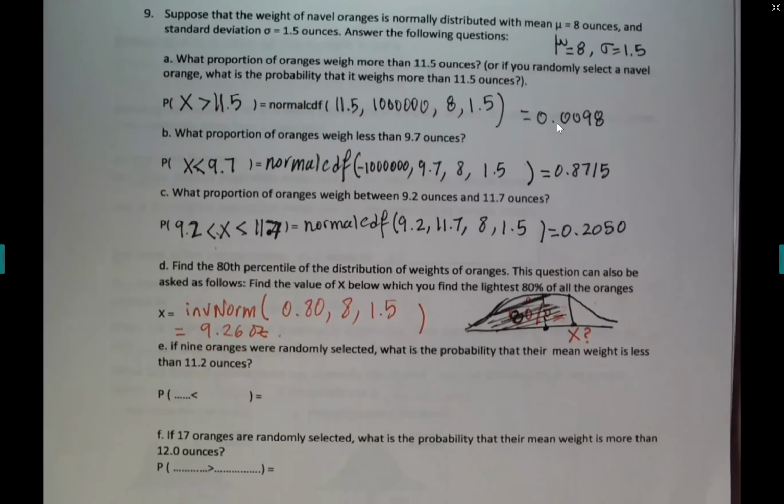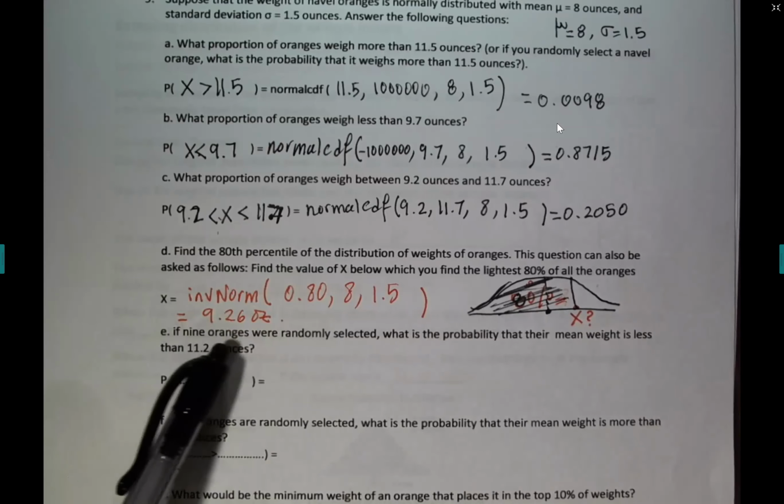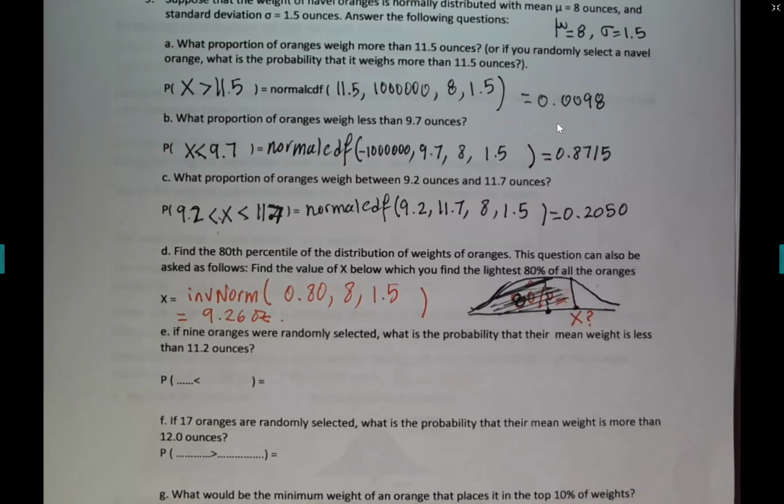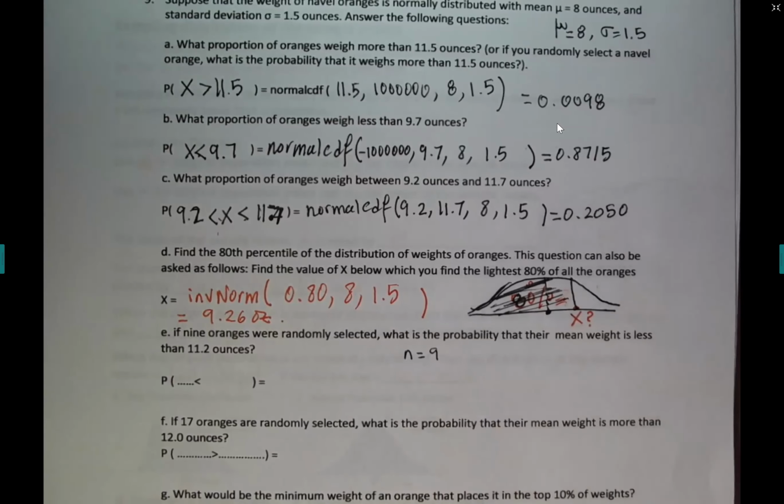Okay. E. Now we're back to central limit theorem we just did this morning. Look at the difference, guys. I know a couple of students asked me what is the difference, when do we know, and we use sample size. Look what it says here. If 9 oranges were randomly selected, not just one orange, so we have a sample size, it's n equals 9. Once you see a sample size, remember your standard deviation is not going to be the same standard deviation, it's going to be divided by square root of n.